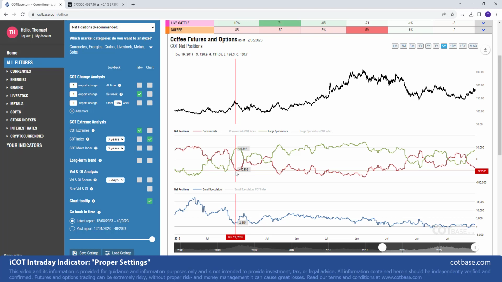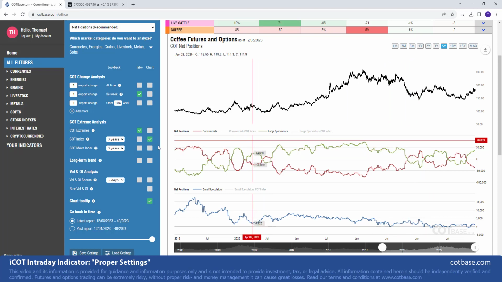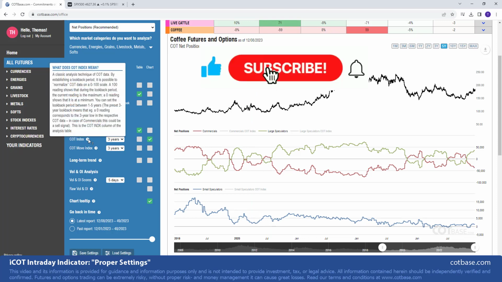You can see over here from December 2019, we have a significant top in the market. It happens when there's a bearish extreme in the market. We can see a nice example for a bullish COT extreme. Now I'm going to do something I don't do in my COT reviews. I'm going to switch over to a COT index.